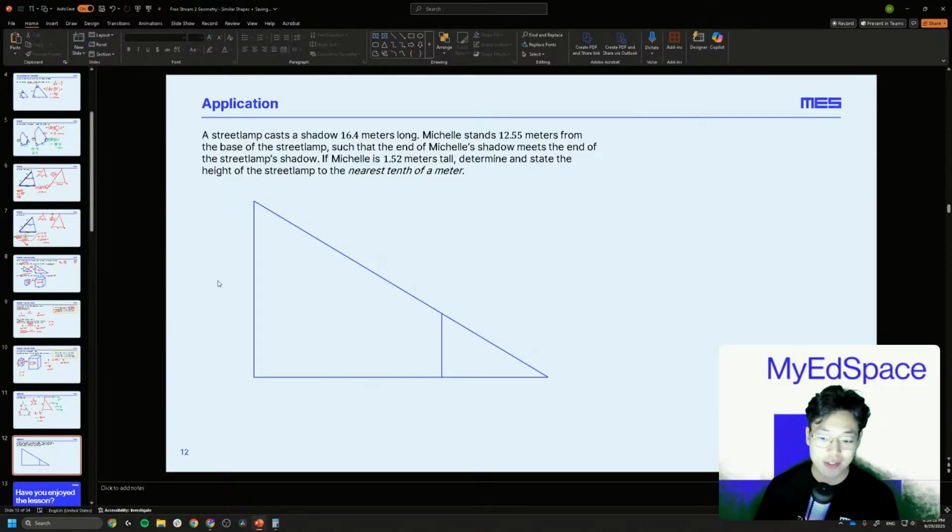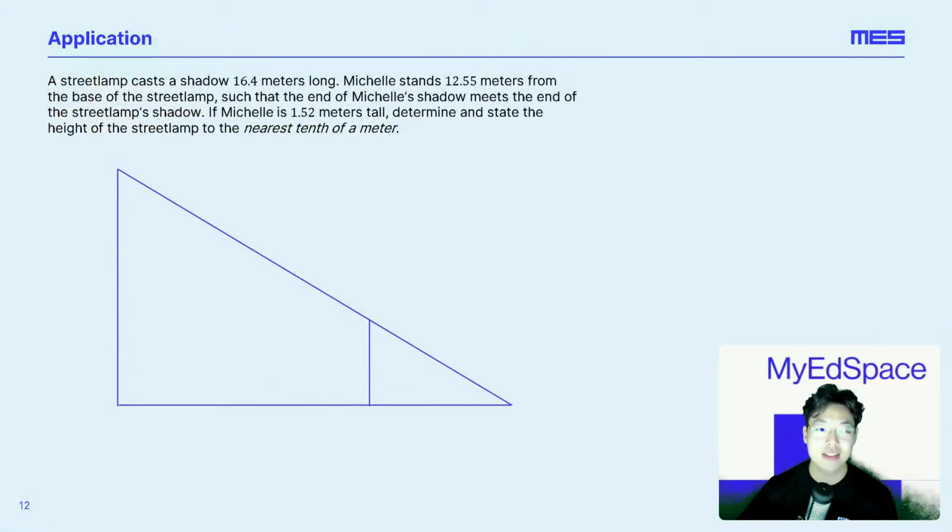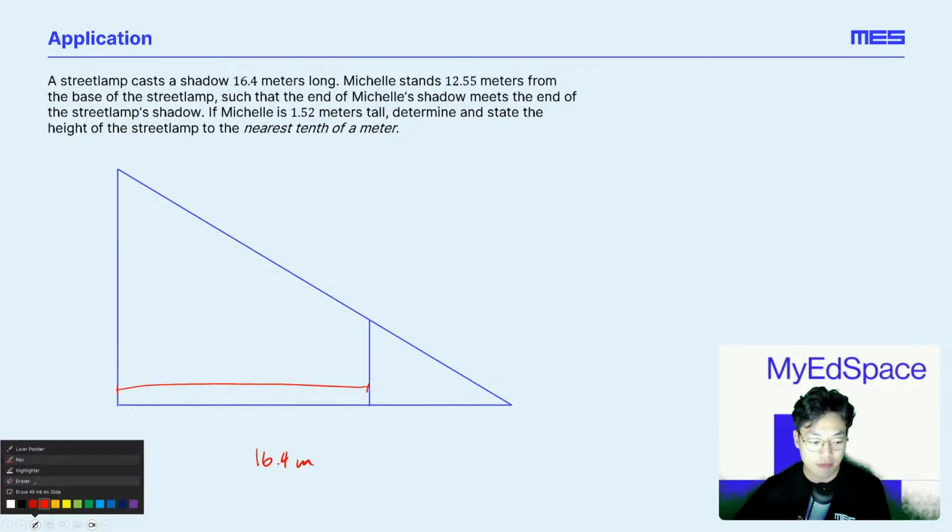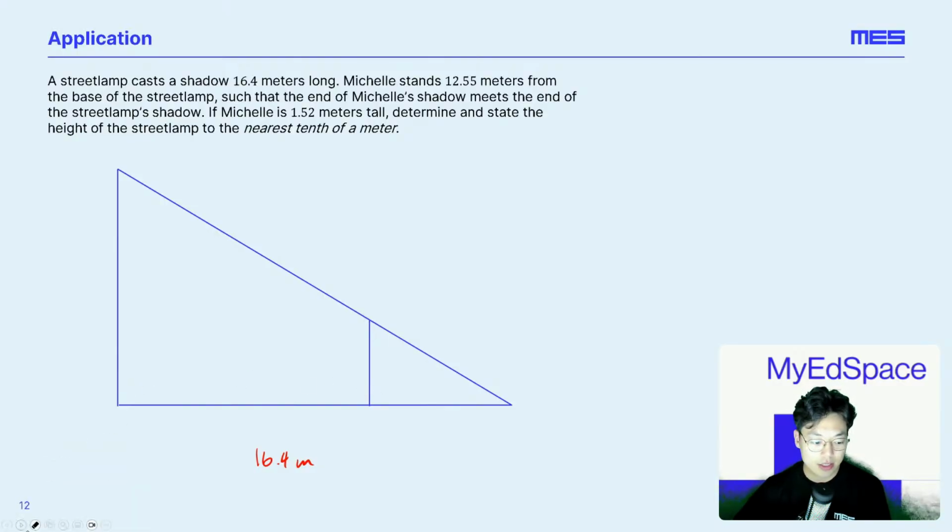And now we have two triangles that we are very, very familiar with solving. Let's check it out. So let's fill this all in. We have this entire length right here on the bottom is 16.4 meters. We know that Michelle stands at 12.55 meters. And we know, oops, that's incorrect, right? 12.55 meters should be from here to here. That's 12.55 meters. So I'll write 12.55 meters.